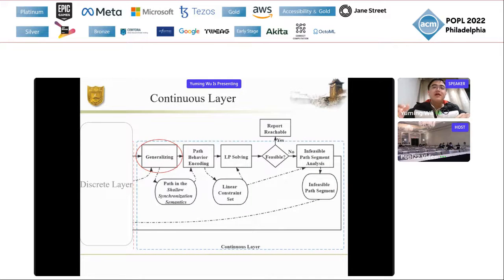In the continuous layer, we check the feasibility of candidate paths. We first generalize a candidate compositional path in the shallow semantics. And then its feasibility checking problem is reduced to a linear programming problem and can be solved efficiently. If the LP problem is feasible, we obtain a witness that satisfies the reachability specification. Otherwise, we extract the reason for the infeasibility of this path. We then report this infeasible path segment back to the discrete layer.